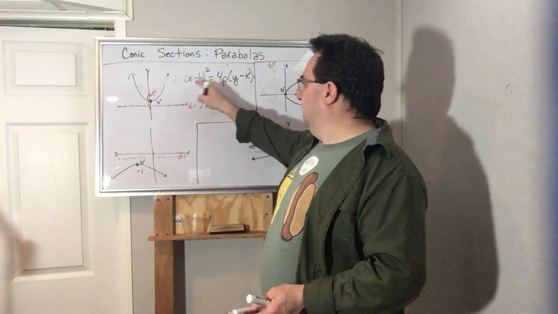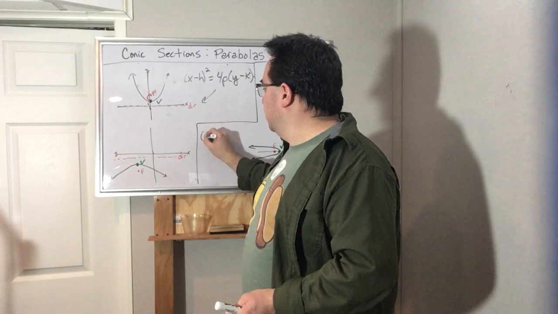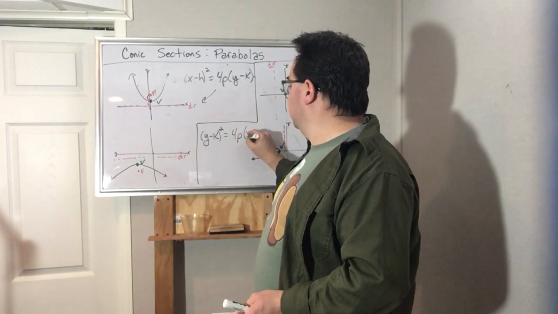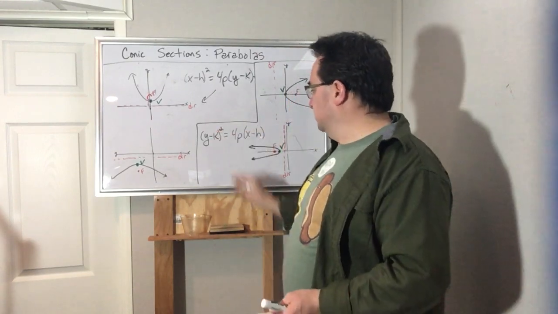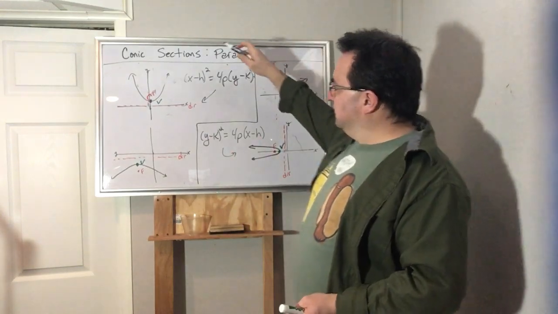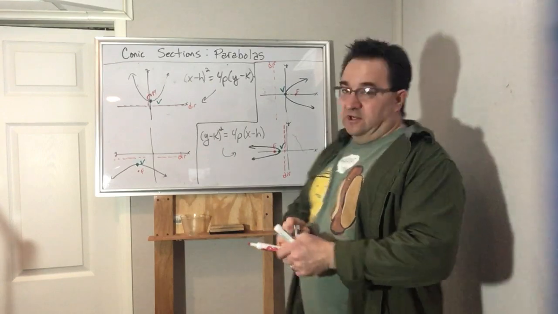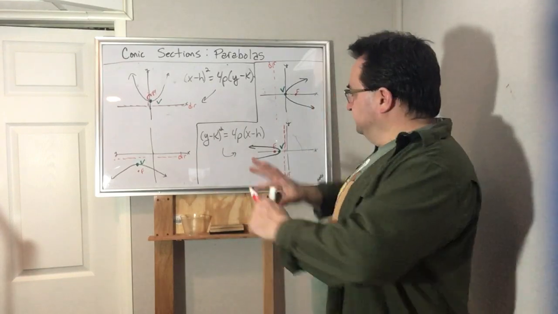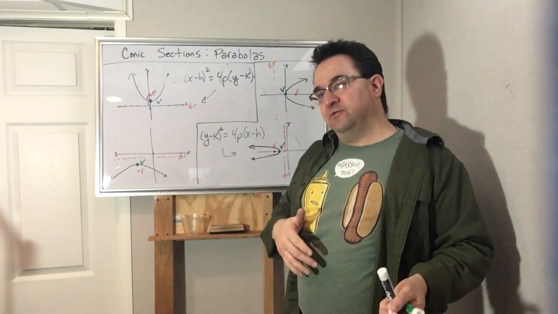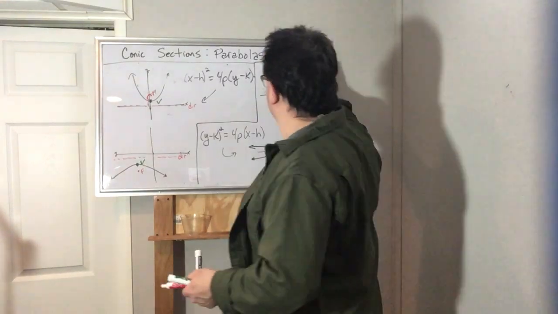So this is vertically oriented, x stuff squared. Horizontally looks like this: y minus k equals 4p times x minus h, and that's squared. So the horizontally oriented ones, the y stuff is squared. For the vertically oriented ones, the x stuff is squared. There's the formulas, so now I have to erase, and we're going to pick these apart. I'll start with this one, and I'll show you how that equation relates to the picture and what all the parts mean.